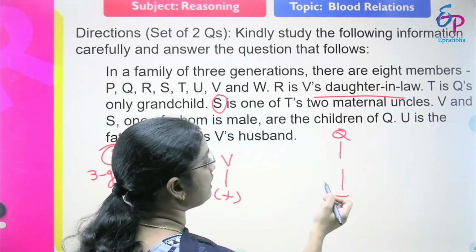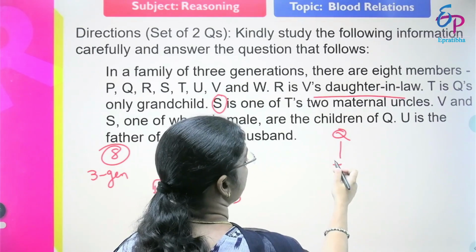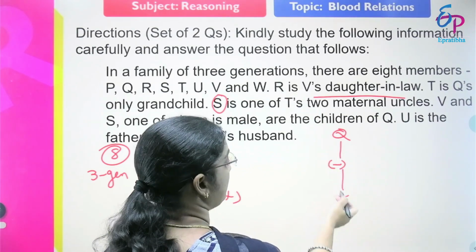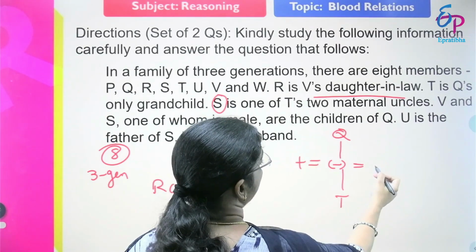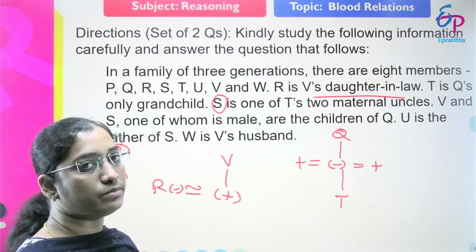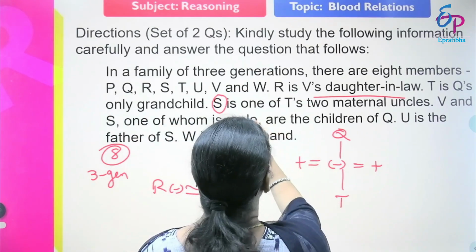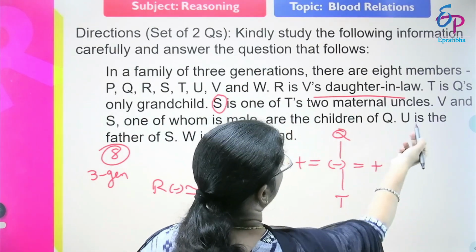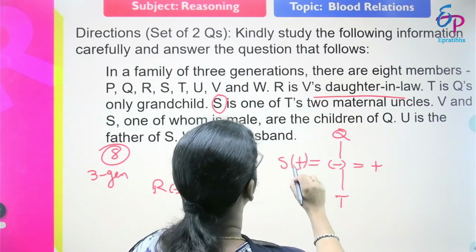Okay, that means T has 2 maternal uncles, friends. That means there are 2 uncles on the mother's side. If you take T's mother here, that mother has 2 brothers. Maternal uncle means a mother-side relation, right? So T's mother's brothers are maternal uncles. Here S is one of T's 2 maternal uncles. That means S is one person out of these 2 uncles.